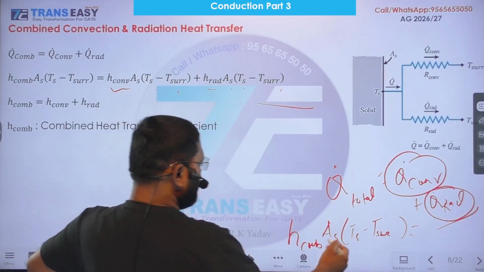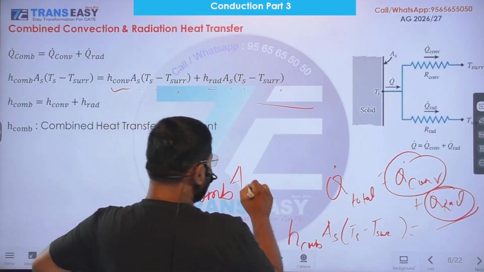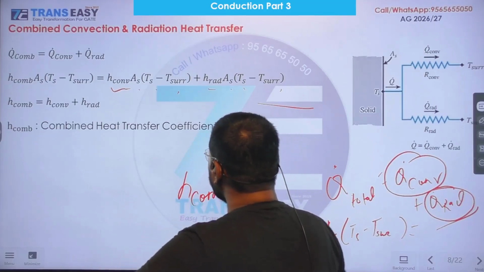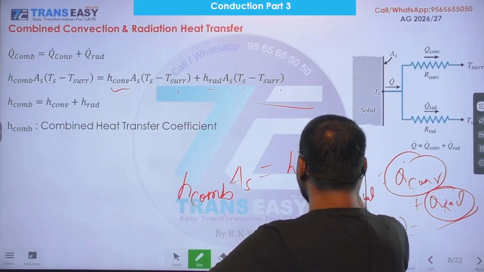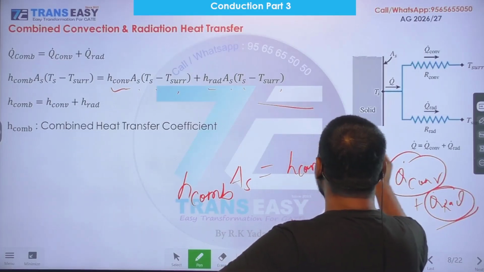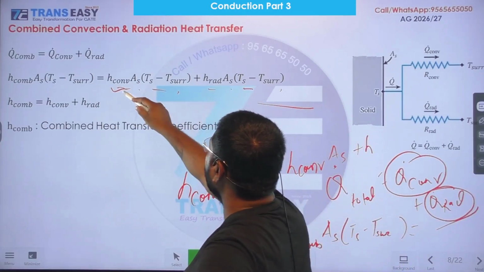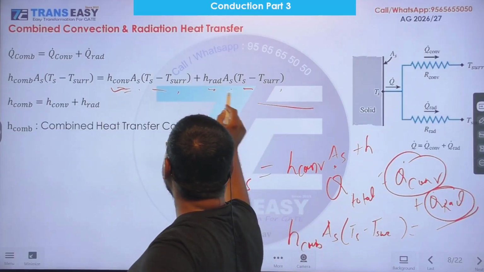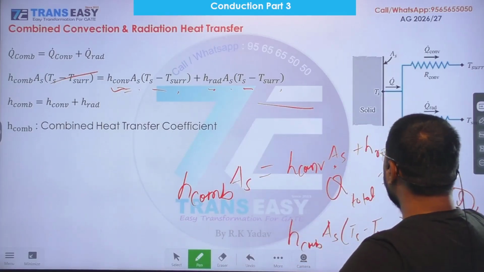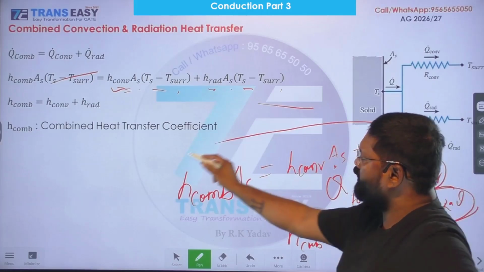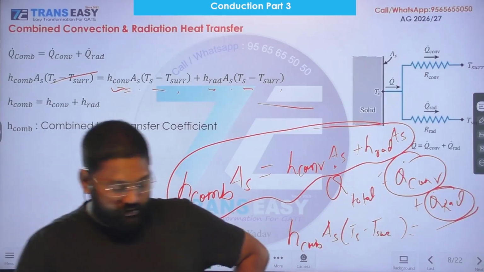So friends, here we can write H combined surface area is equal to H combined H convective surface area H. You can take this common, so this plus this, common cancel ho jayenge aur result hamein milega is tarah se, right? So we can calculate combined heat transfer coefficient under this condition.